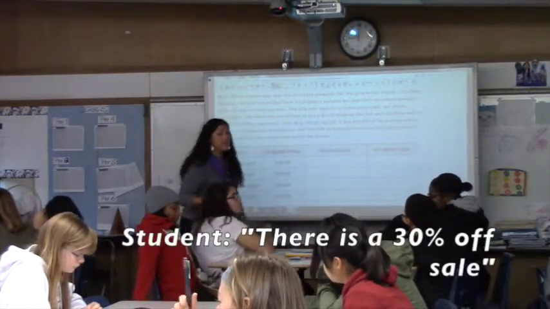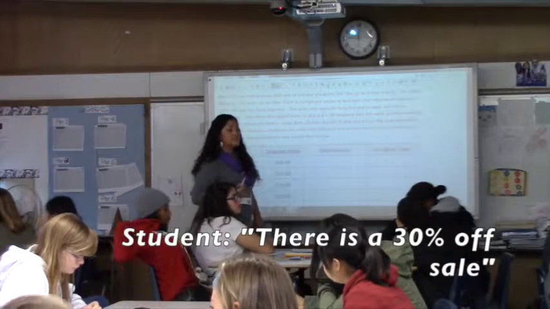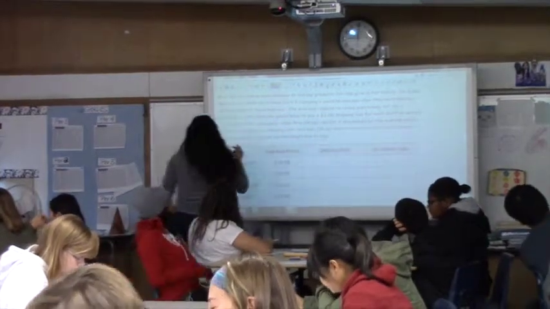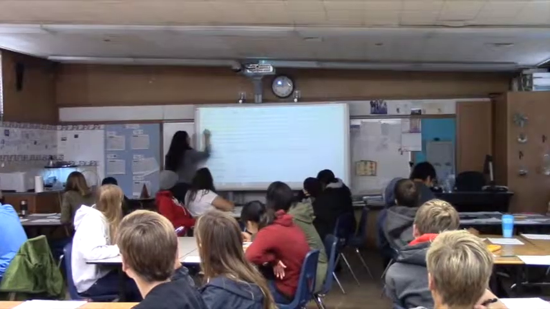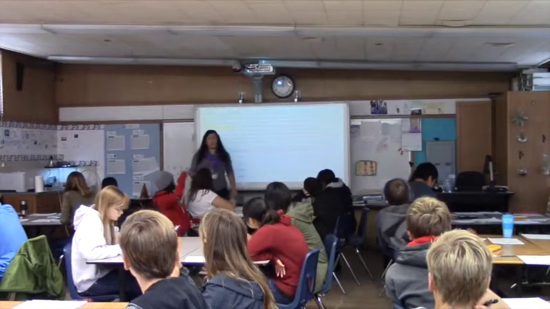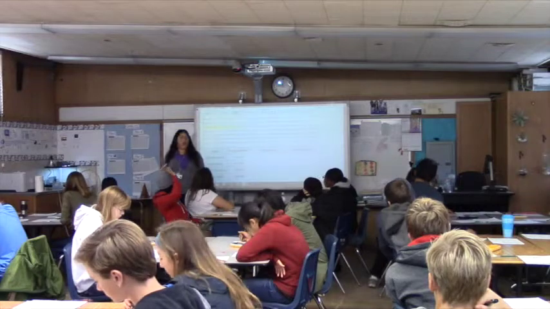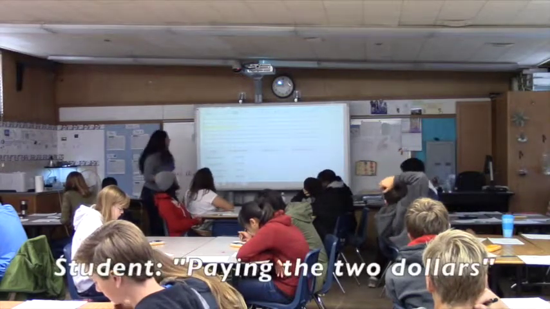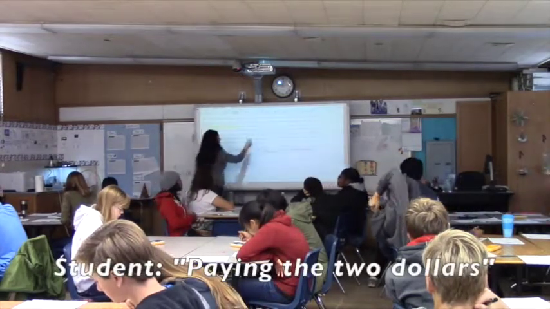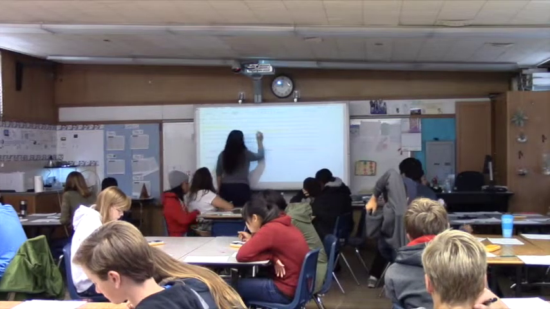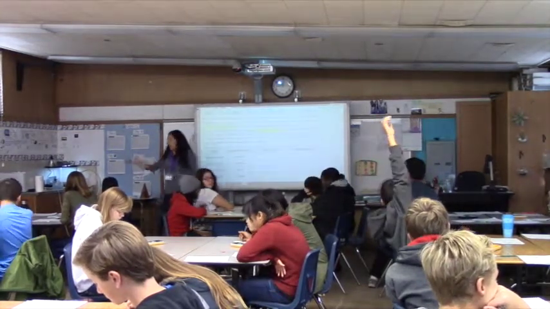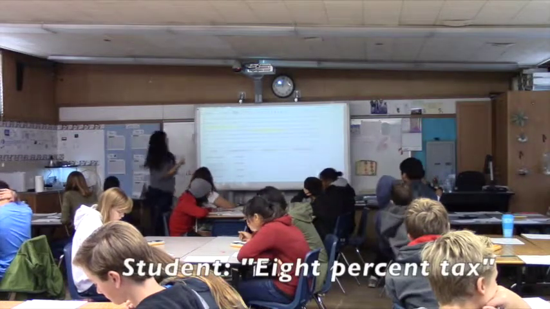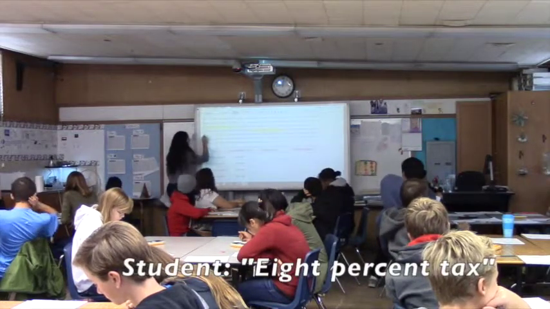What's important? That there's a 30% off sale. So 30% off, we want to make sure that we highlight this sale, right? That's important for us. If I'm going to buy them online, I'm going to get 30% off. What else is important? So paying a $2 shipping fee, also important. That's going to come into play in my final cost, right? What else is important? 8% tax. So I'm going to have to pay 8% tax.